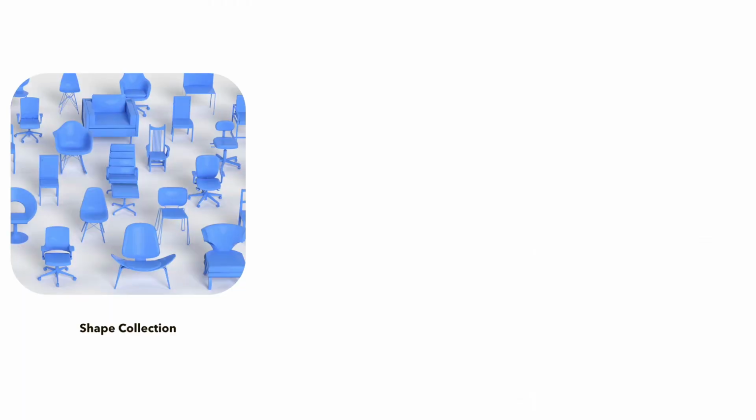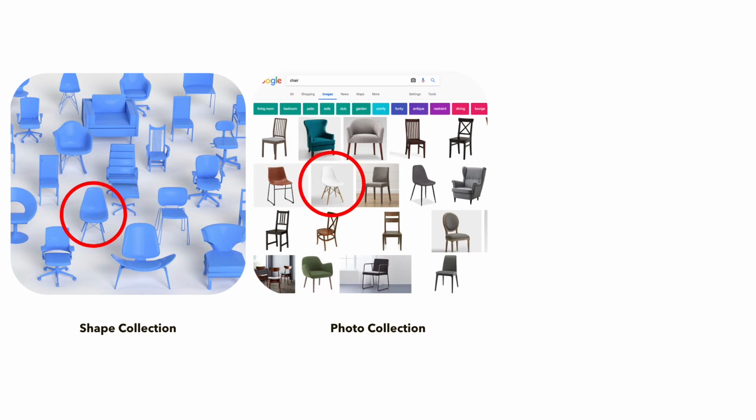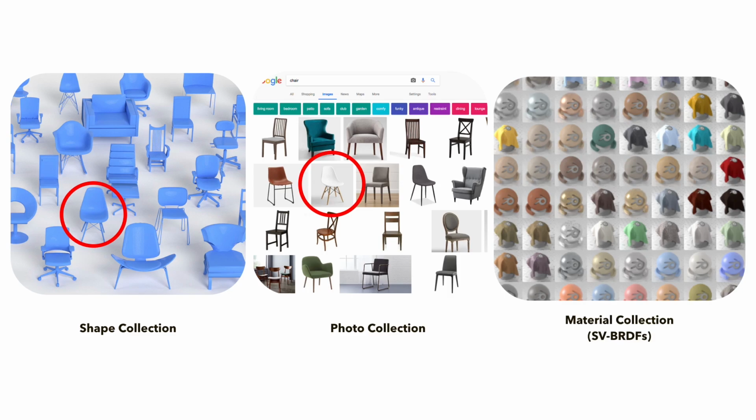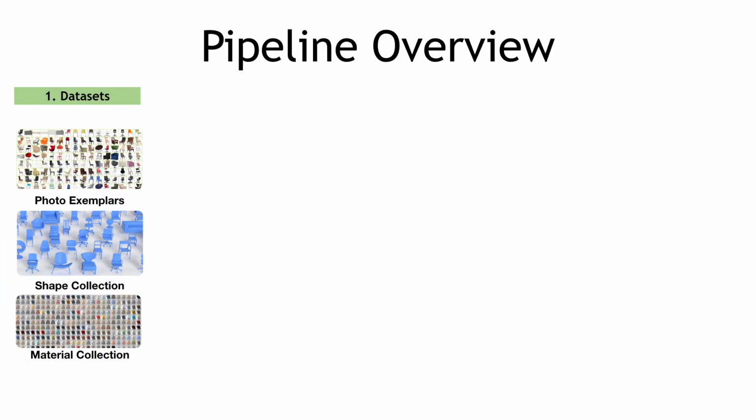We achieve this by pairing up 3D shapes with reference photographs, and then mapping aligned image pixels to specific SVBRDF materials. Let's delve a bit deeper into how we're going to tackle this.